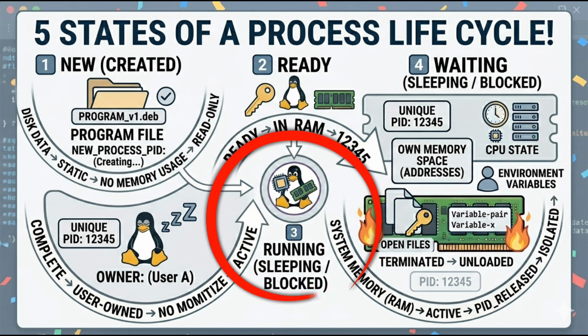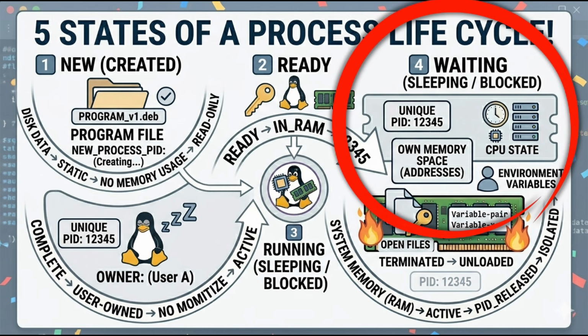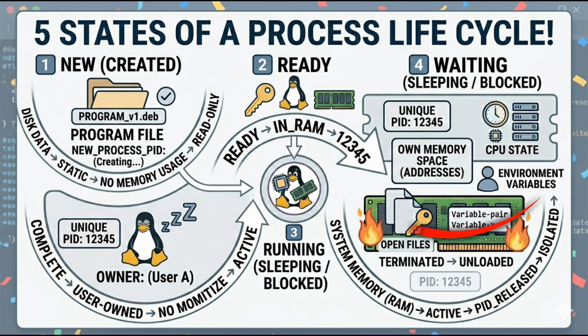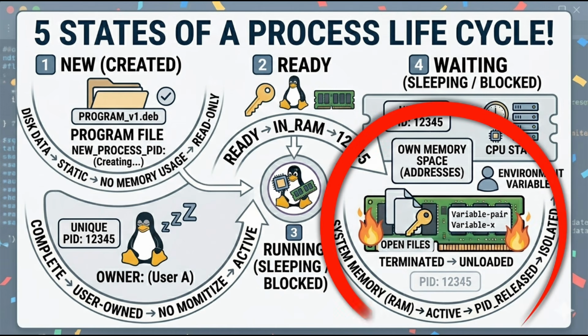The third state is the running state. In this stage, the process is actively executing on the CPU, and only one process per CPU core can run at a time. Fourth stage is waiting, or sleeping, or blocked. Sometimes a process must wait for disk operations, network responses, user input, and input-output operations. In this state, it is not using CPU. The fifth and last state is the terminated state, and it returns an exit status to its parent.